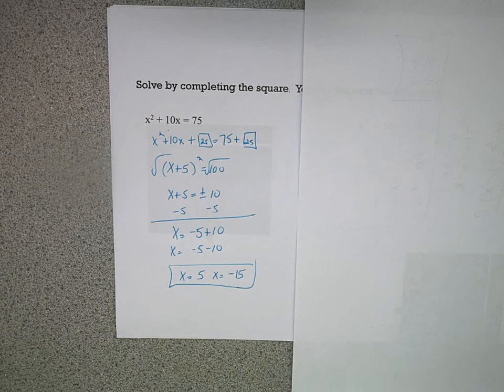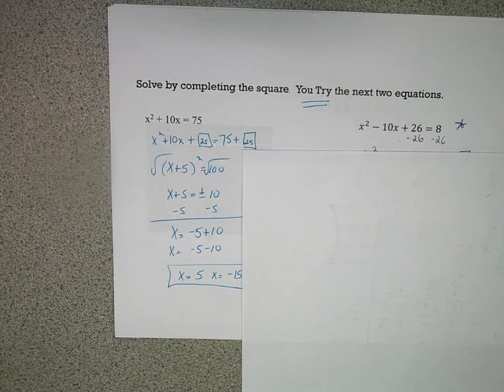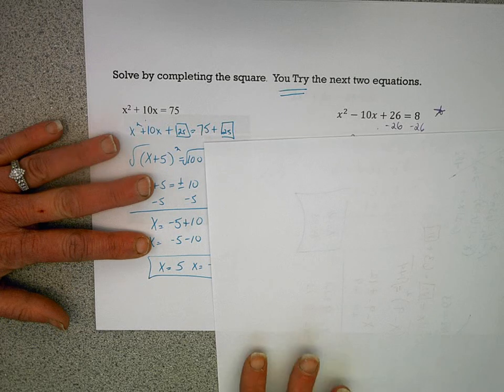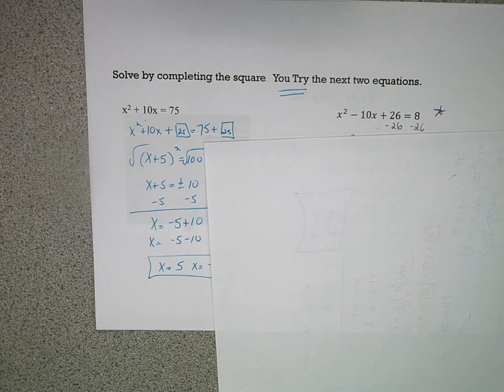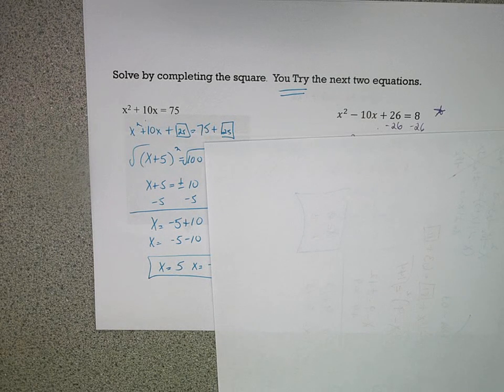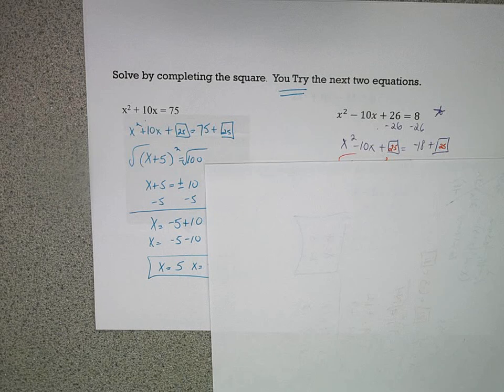Okay, now the next one, I'm just going to put it like this. The first thing I need to move over, whoops, you can't see that, sorry. The first thing you need to move over is that 26. Okay, I cannot solve it and complete the square if I actually have a C value there because I'm finding a new C value. So that's the first thing I did. Okay, moved it over. 8 minus 26 was negative 18.